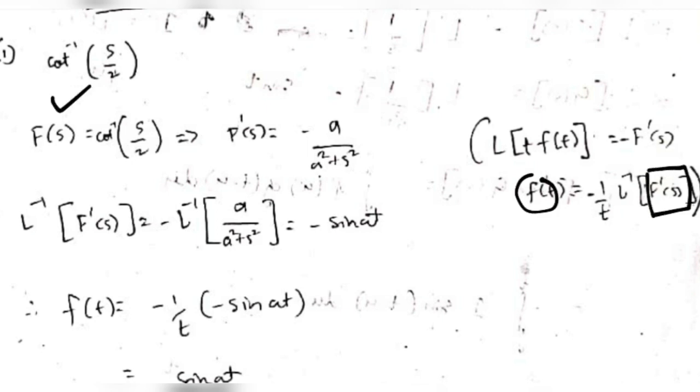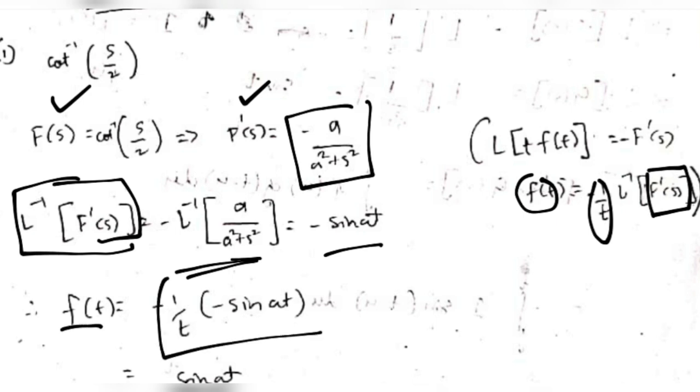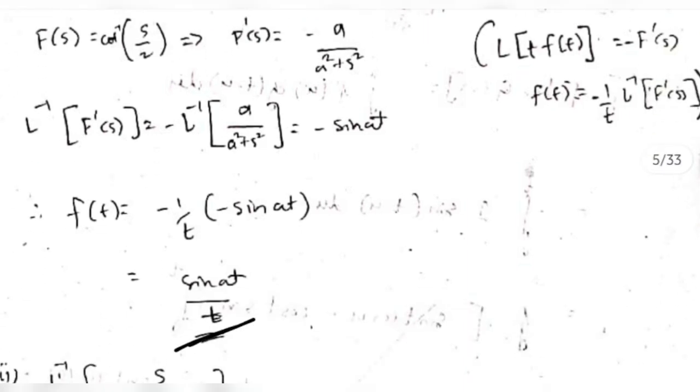So first we'll write f of s and differentiate it to get f dash of s, and after getting that we'll find the Laplace transform of f of s. When we get the Laplace transform of f of s, we have to write in the denominator divided by t. So f of t will be minus 1 by t into minus sin at. That's your final answer.